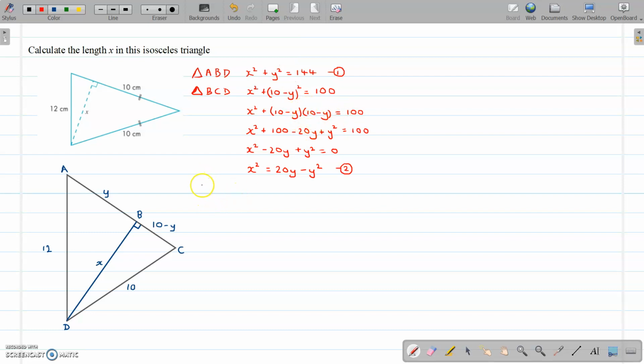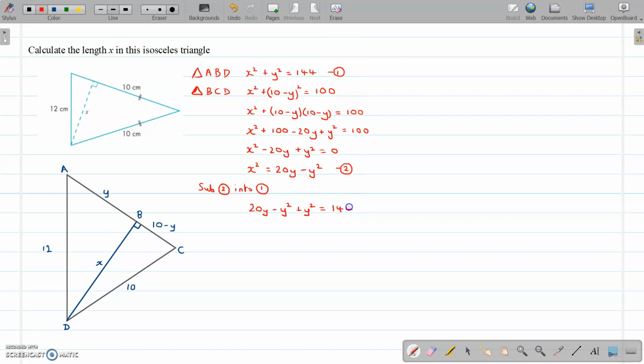So I'm going to substitute equation 2 into equation 1. It's going to look like this. Instead of writing x squared at the front, I'm going to write 20y minus y squared, and then I've got plus y squared equals 144, you see.